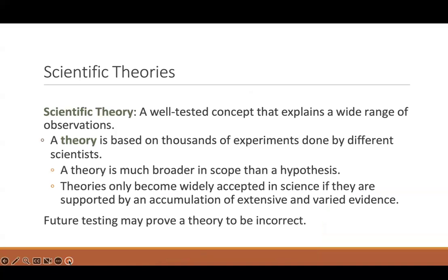So, getting down kind of lastly, I want to make sure that we're aware of the difference between two key terms. A scientific theory is a well-tested concept that explains a wide range of observations. And a theory is based on thousands of experiments done by many different scientists. And it is much broader in scope than a hypothesis. It's far less specific. And they only become widely accepted in science if they are supported by an accumulation of extensive and varied evidence over time.